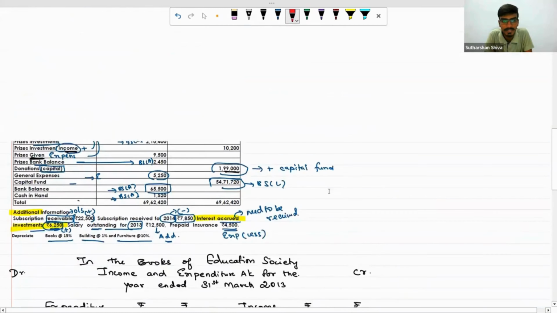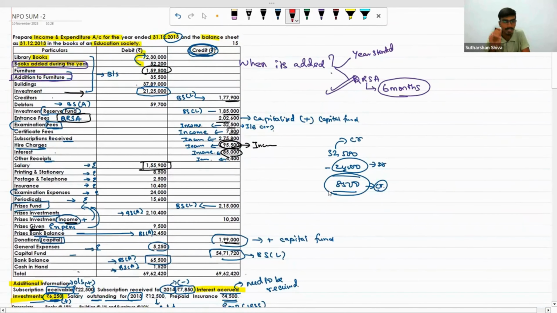So with this, the entire discussion on non-profit organization is over. Whatever takeaways you have taken from this class, make a note in notebooks, and it will be helpful one day before your examination.